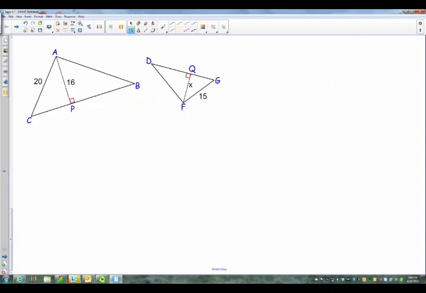Alright, final one, using what we've already seen. Pause the video, see if you can figure this one out.